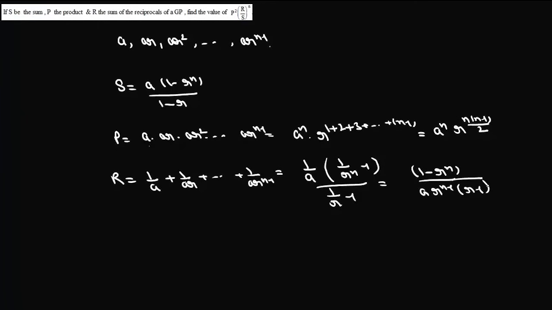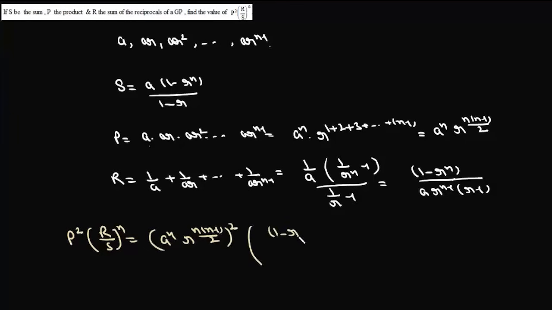Now we have to find the value of P square into R by S to the power n. So we need to find P square into R by S to the power n. Now P square will be (a to the power n, r to the power n(n minus 1) by 2) whole square, and then R by S.